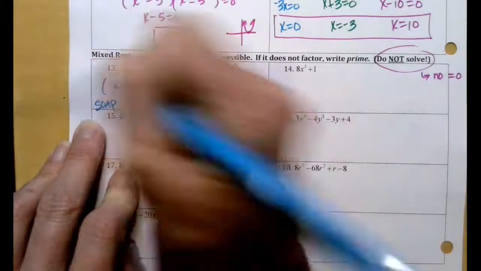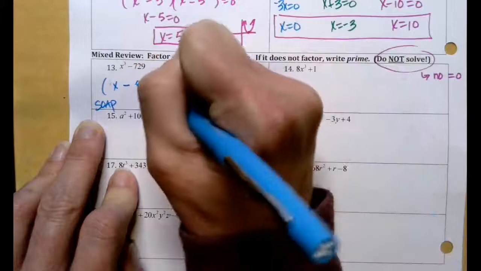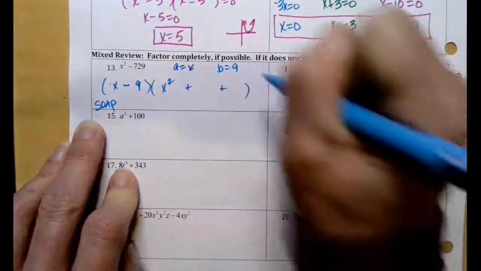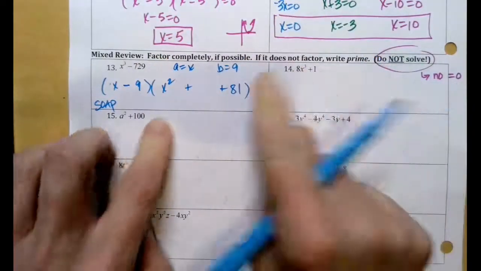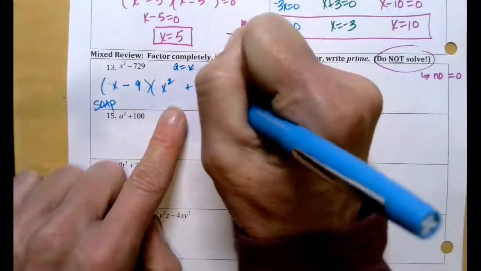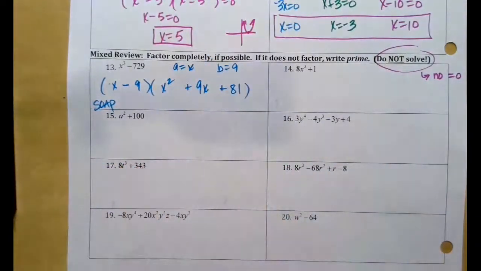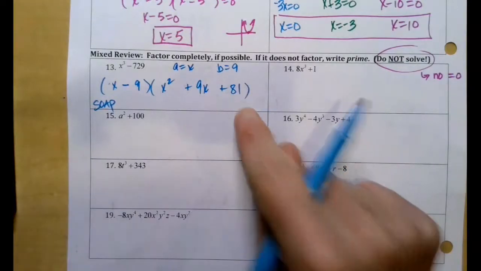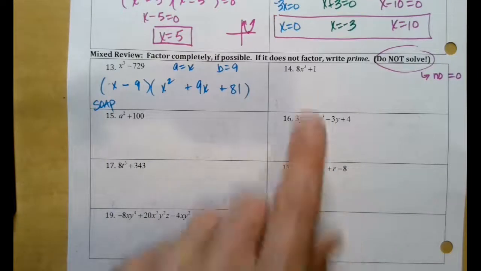So I have x minus 9. Here's x squared, a squared. Here's b squared, and then a times b goes in the middle. Remember, this is always prime. It looks like you should be able to do something with it, but you can't.